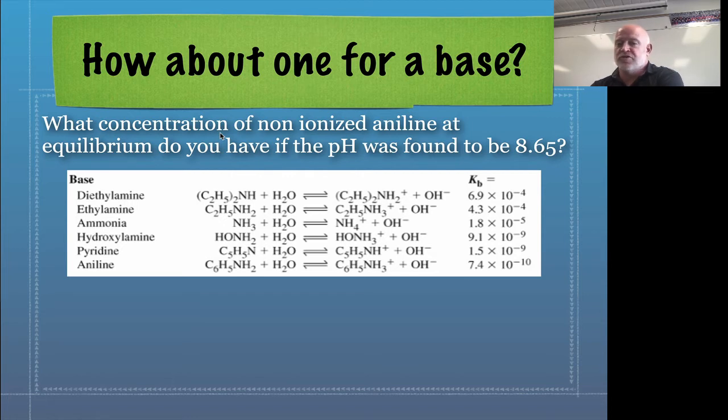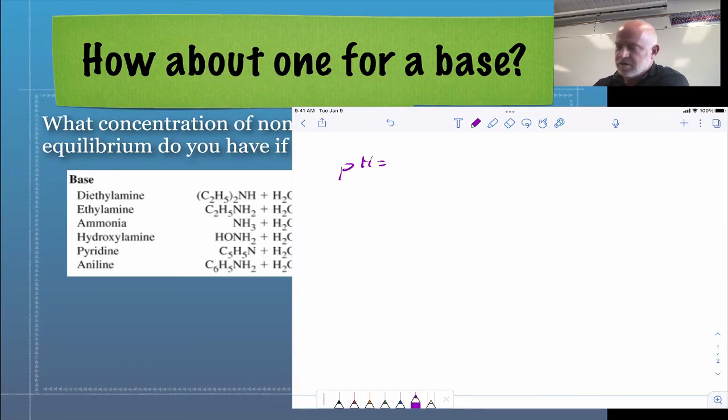Set up the same way, solve it the same way, work it out the same way. The trick for a base is realizing pH is going to give you H plus concentration, and you need to get hydroxide ion concentration here too. Okay? So let's do this one for our base here. All right, we're dealing with aniline as our base, and we know that our pH is 8.65. So I'm going to change that to a pOH by subtracting from 14. So 14 minus 8.65, and so my pOH is 5.35. So I'm just going to do that ahead of time.